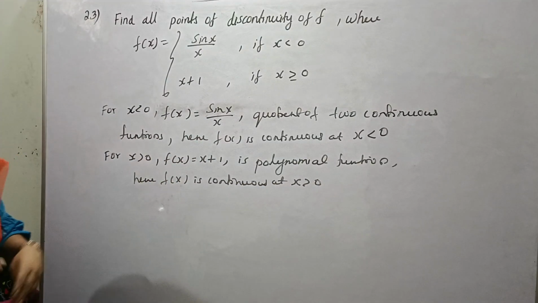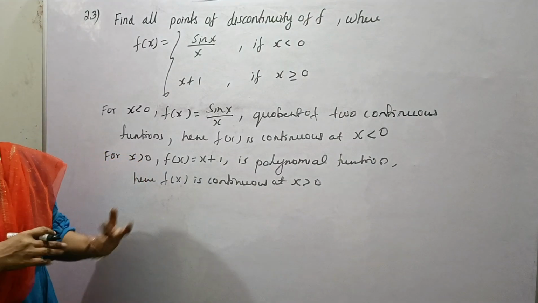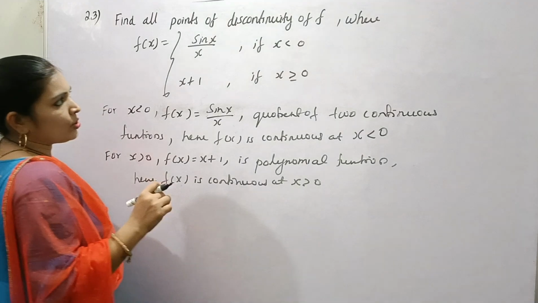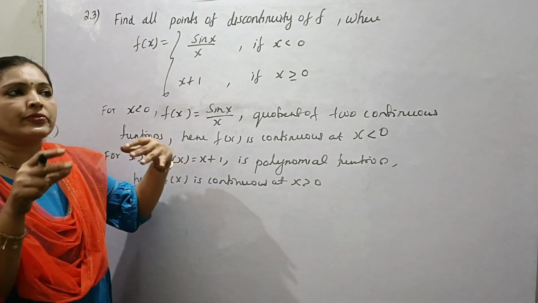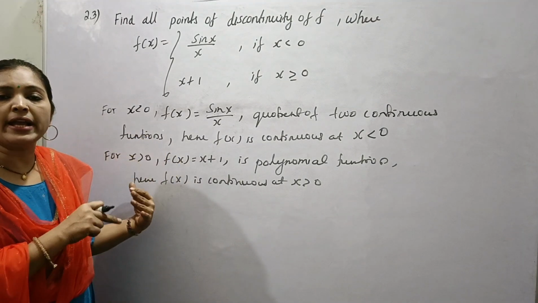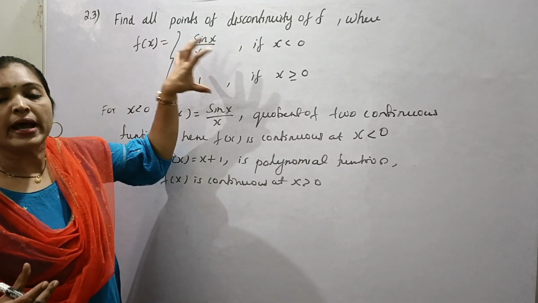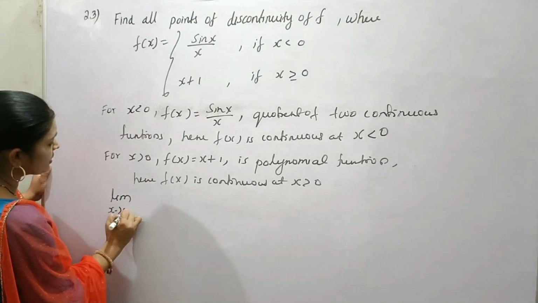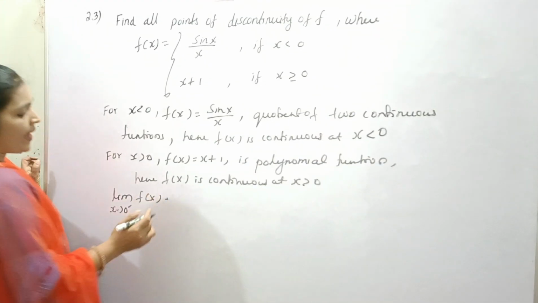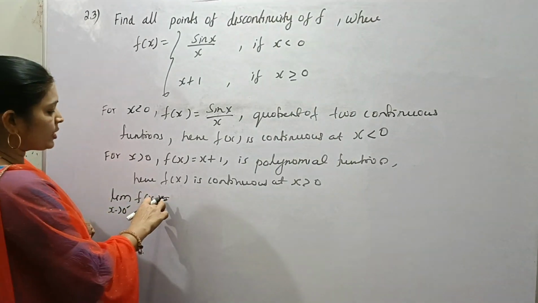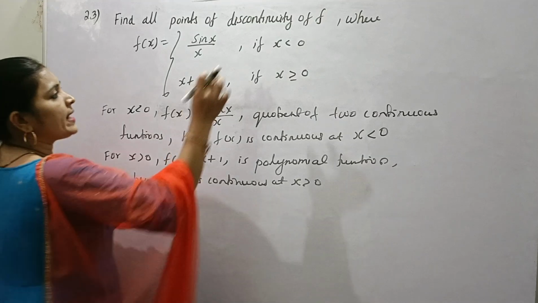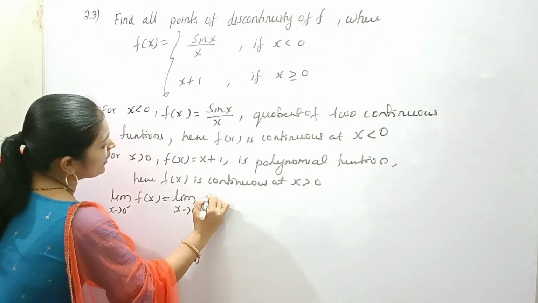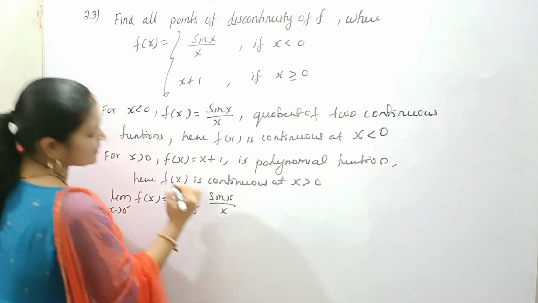Okay. Now what about at x equal to 0? That we have to find. Here we need to check the left hand limit and right hand limit of the function at x equal to 0. So limit x tends to 0 minus of f of x. x tends to 0 minus means x less than 0. When x is less than 0, the function is limit x tends to 0 minus of sin x divided by x.